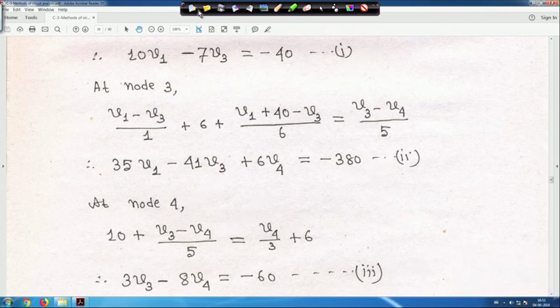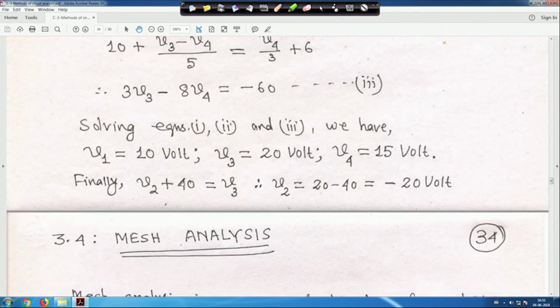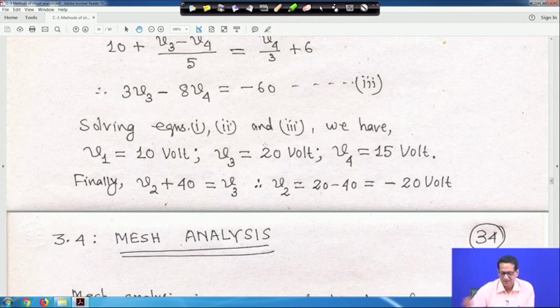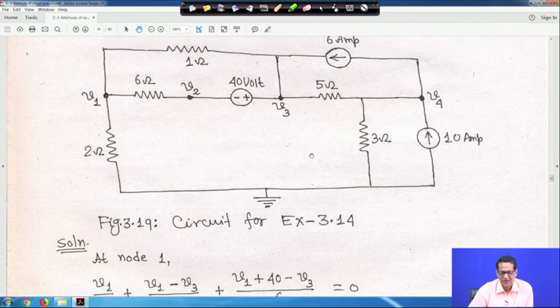So, if you solve this one, then you will get V1 equal to 10 volt, V3 equal to 20 volt and V4 equal to 15 volt. Finally, you have to find V2, which has been asked.